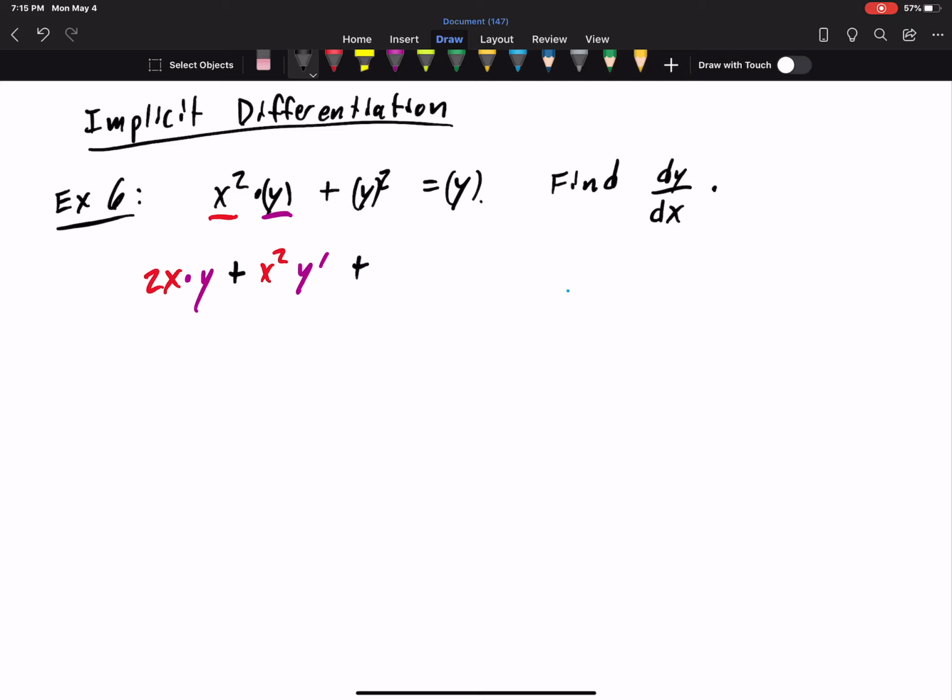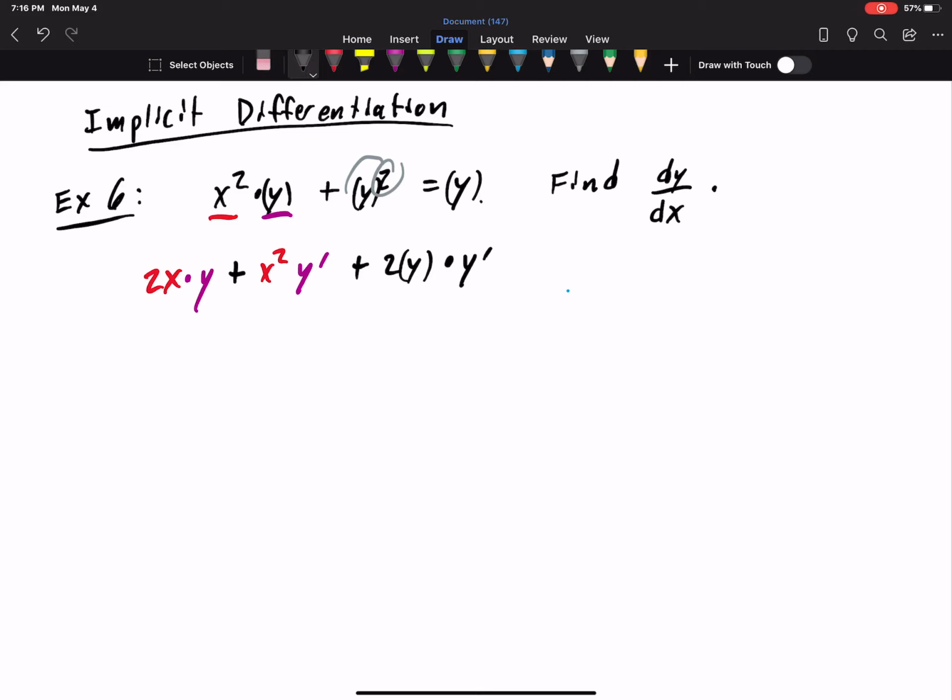Next one is we have this parentheses y squared. So power rule, or in other words, chain rule in this case. We bring this 2 down in front, subtract 1 from the exponent, and write the following. So we have 2y to the first times the derivative of the inside function, which is y prime. Okay, so that handles the second term.